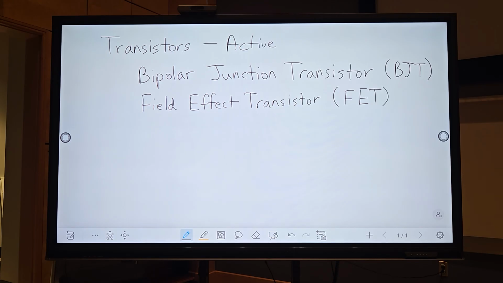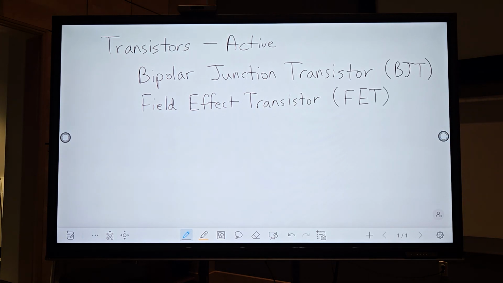In some cases, the field effect transistor generates a lot of heat, so some people jokingly refer to a FET as a fire-emitting transistor. Hopefully that doesn't occur in your careers.